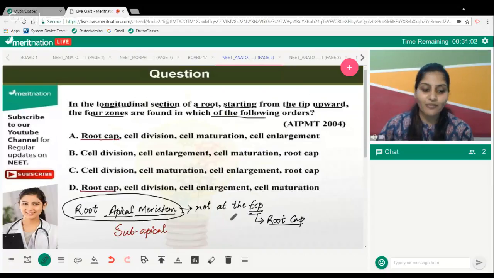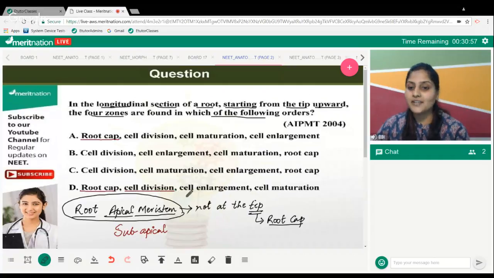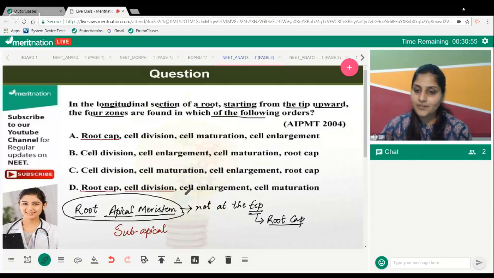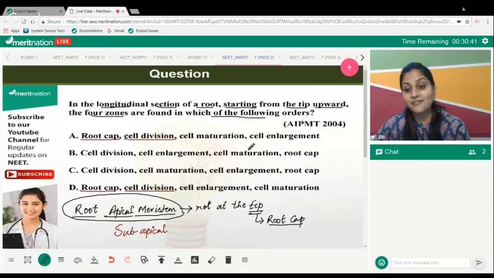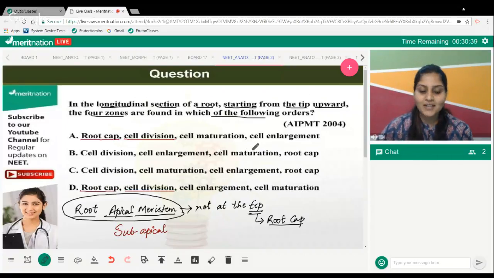Root meristem is following, which is why we say that the zone of cell division will be the second region. So in options A and D, we have cell division as the second option. Either option A is right or option D is right. Now comes the deciding factor.